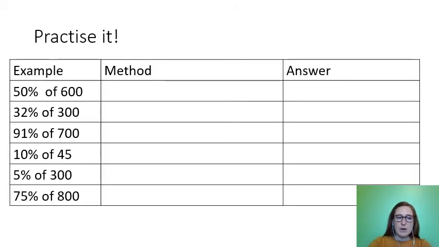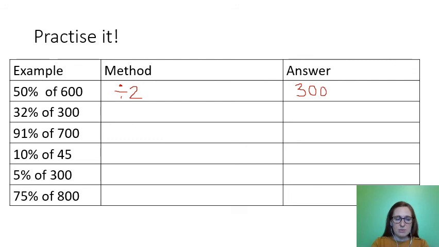Okay, but you'll practice it. I want you to think about what method you'd use and the answer you'd get there. So for example, for 50% of 600, I would simply divide by 2. I would half it to find 50%. My answer would be 300.